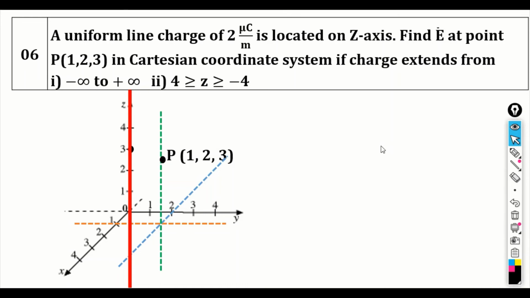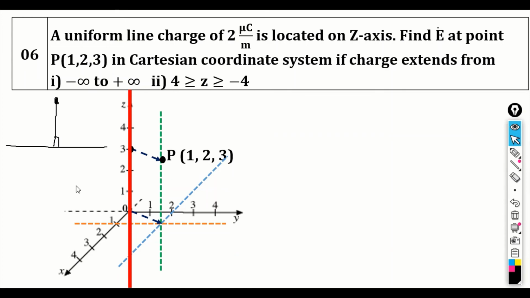Now if you remember the line charge distribution problem, I am supposed to drop a perpendicular from point P, where I am supposed to calculate the electric field intensity, onto the line charge distribution. So if I drop the perpendicular from point P onto the z-axis, as my line charge distribution is along the z-axis, my vertical distance, this 3, remains as it is. Only my x and my y will become 0.